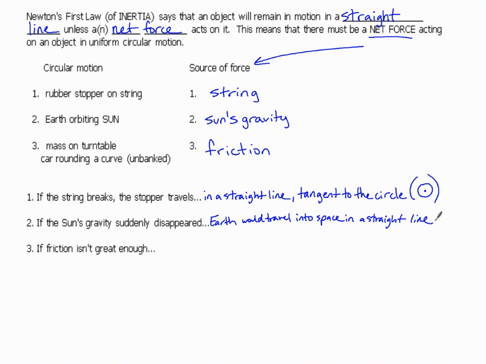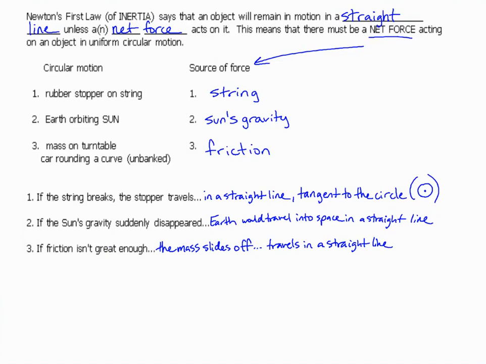If the friction isn't great enough for the mass on the turntable or the car rounding a turn, what happens? The mass slides off. Travels in a straight line. In these instances, when the string breaks or the gravity's gone or the friction isn't great enough, the inertia is greater than the force trying to hold it in.